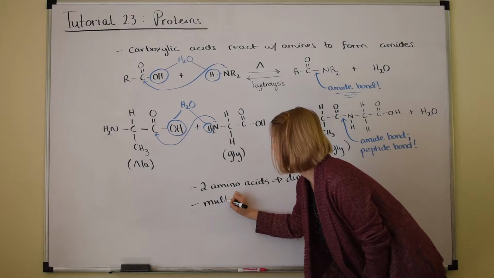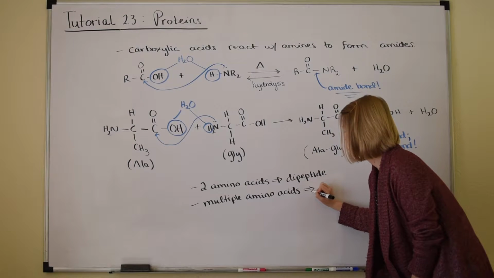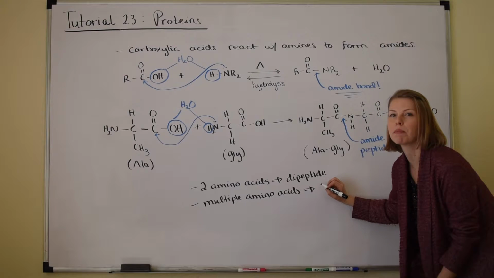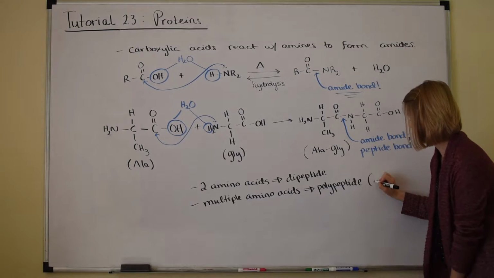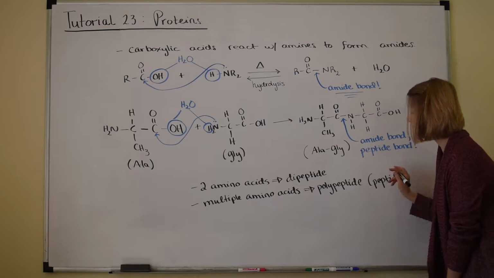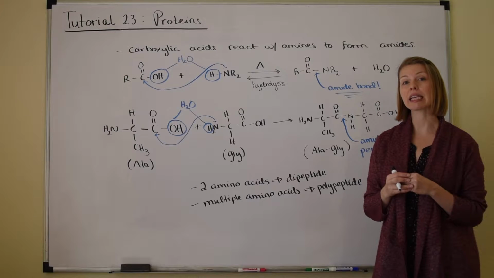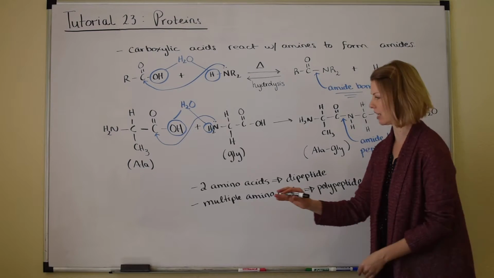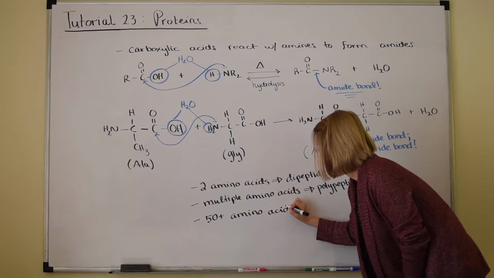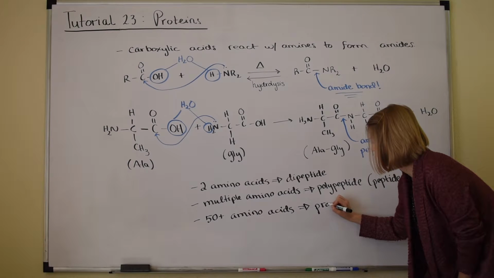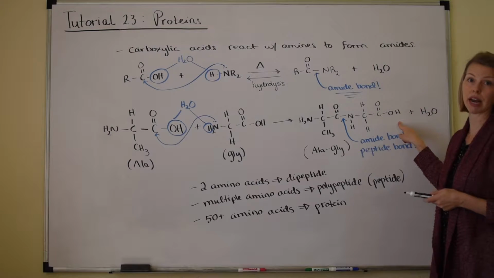When there's multiple amino acids linked together, you'll hear it called a polypeptide, or maybe even just a peptide. So I'll write both, polypeptide or just a peptide. It's not until we get to a large number of amino acids being linked together that we actually call a molecule a protein. It takes 50 or more amino acids to make it a protein. So let's write here 50 plus amino acids make it a protein.